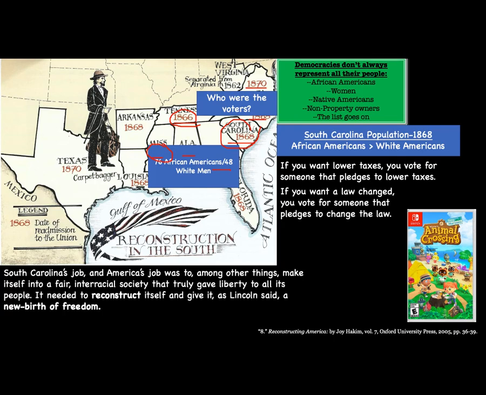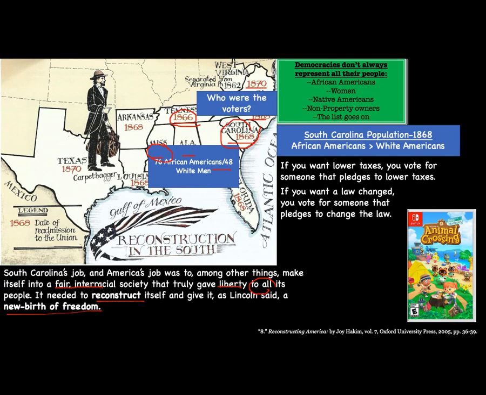Well, South Carolina's job, and America's job following the end of the Civil War, was to, among other things, make itself into a fair interracial society that truly gave liberty to all its people. It needed to reconstruct itself, hence the term Reconstruction, and give it, as Lincoln said, a new birth of freedom. And who better to help with that than the people that had suffered the worst and were deprived the longest of any semblance of life, liberty, and the pursuit of happiness? I mean, that sounds exactly like a case of walk a mile in my shoes.